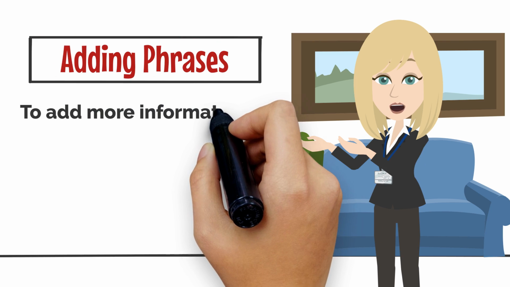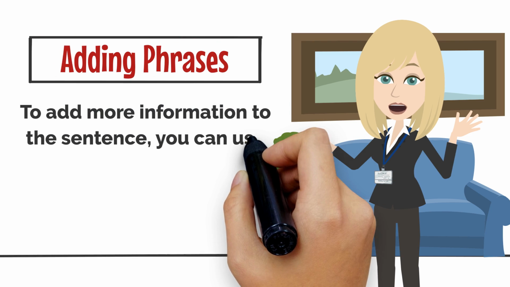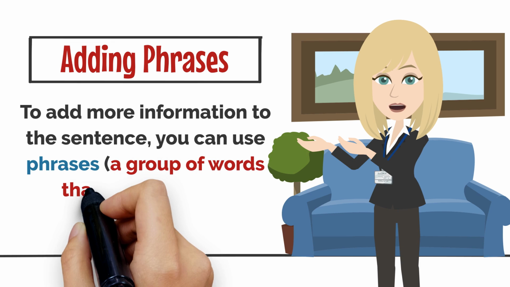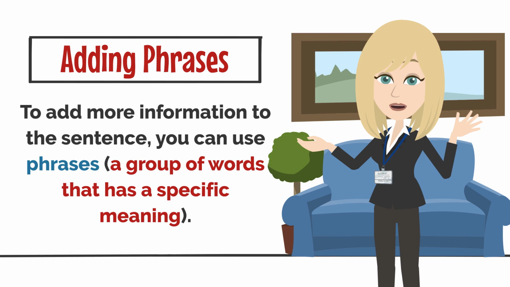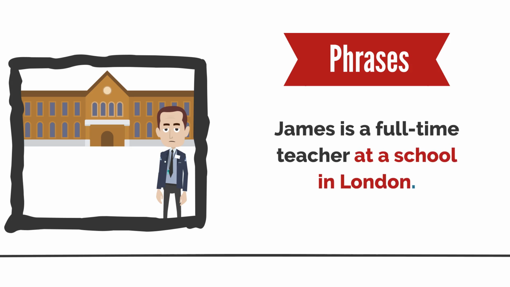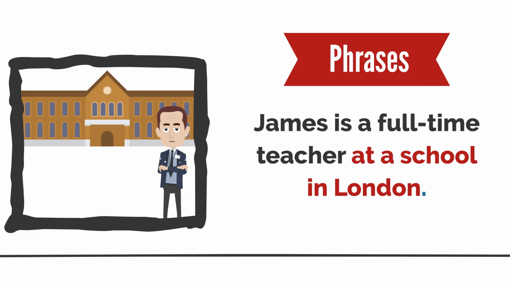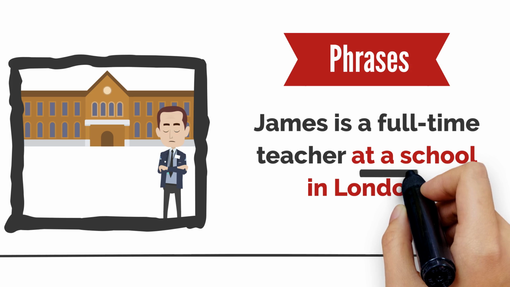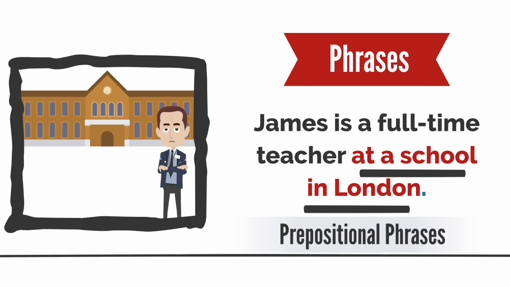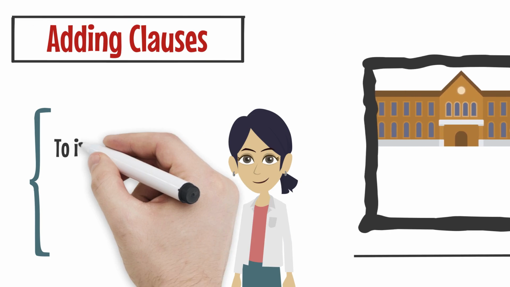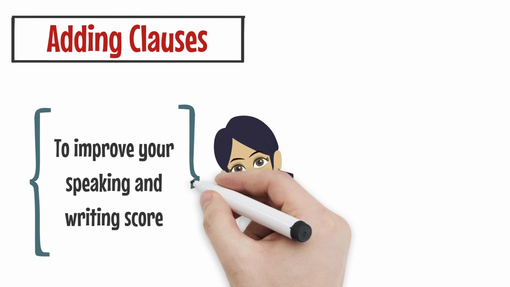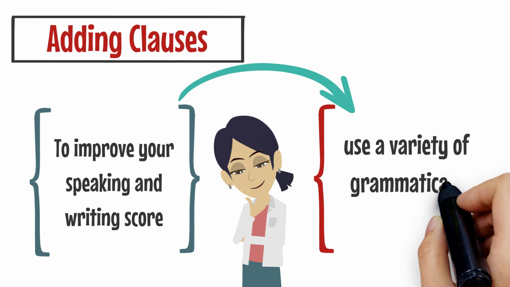To add more information to the sentence, you can use phrases, a group of words that has a specific meaning. In this sentence, James is a full-time teacher at a school in London. At a school and in London are prepositional phrases. To improve your speaking and writing score, you should use a variety of grammatical structures.